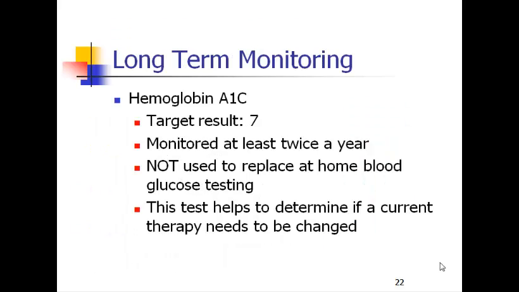Long-term monitoring is done through the hemoglobin A1C blood test that gives the physician an overall picture of blood sugar control over the past 3 months. The target result is 7, and anything above may signal that a current treatment plan is not as effective as it should be. This blood test should be done at least twice a year at a minimum, and it is not used to replace daily glucose testing. Based upon results and compliance, current treatment may be changed to help manage blood sugars better.